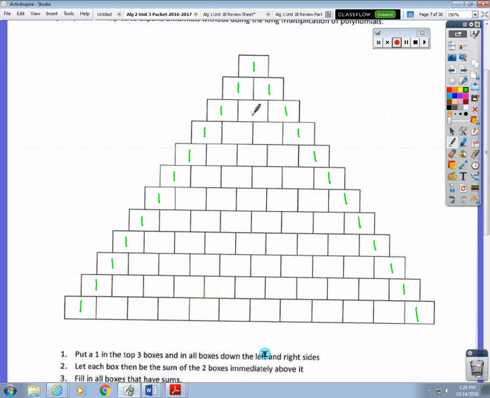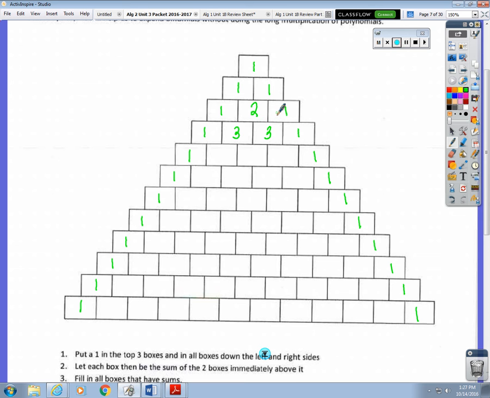To get this box, you look at the two that are above it. See how that box and that box are above it? What's 1 plus 1? 2. So to get this box, you look above it. 1 plus 2 is 3. So this would be a 3 as well, because above it are a 2 and a 1.